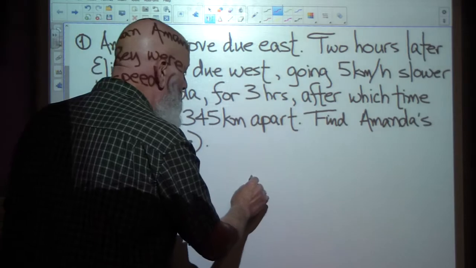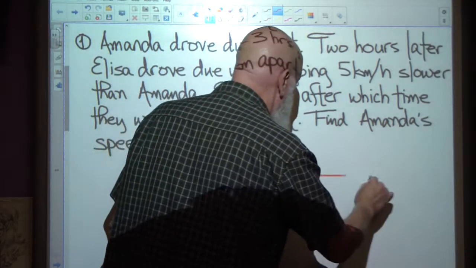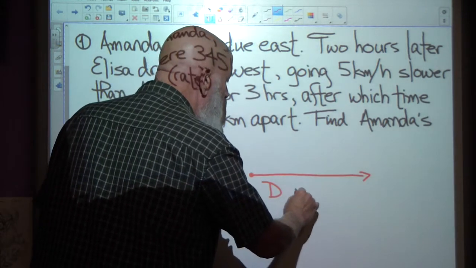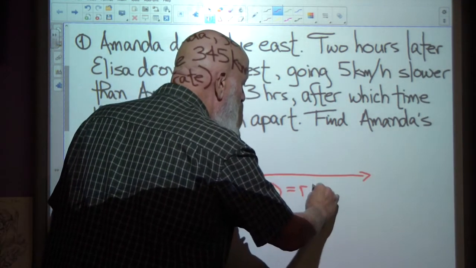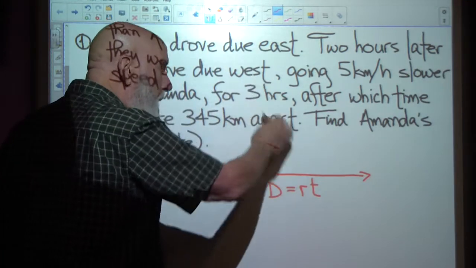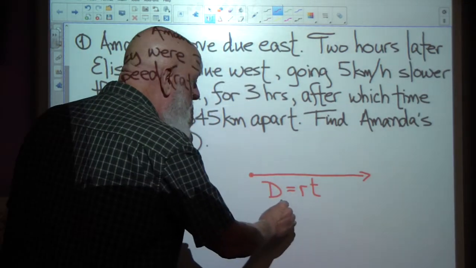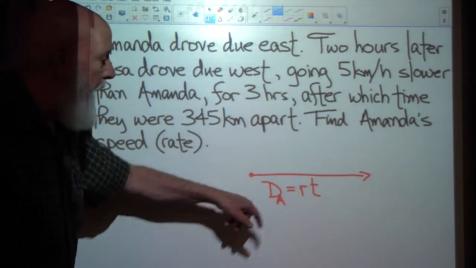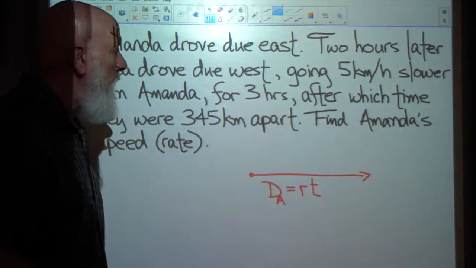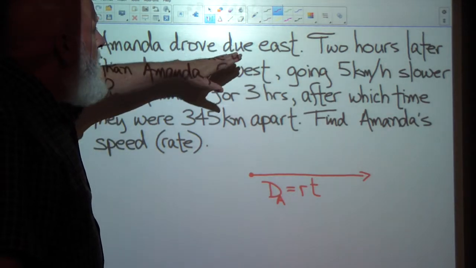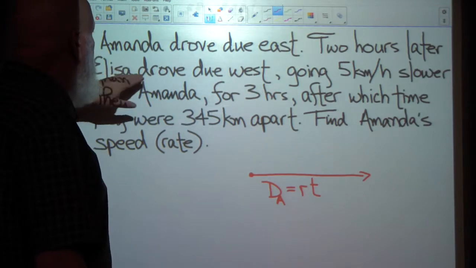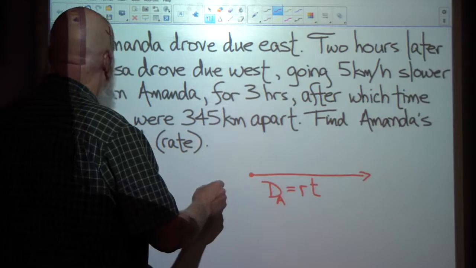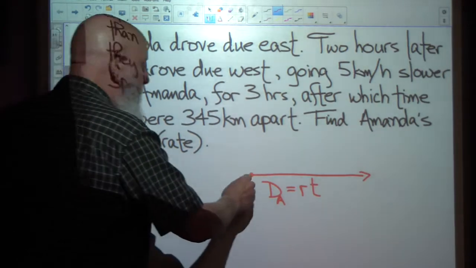Amanda drove due east. So here's due east. I'm going to say the distance is equal to the rate times the time, and I'm going to be changing these when I plug in the values that I know. I'm going to call this d sub a because we're talking about Amanda. This is just what the little a stands for. D sub a is equal to RT. Now let's read it again. Amanda drove due east. 2 hours later, Elisa drove due west.